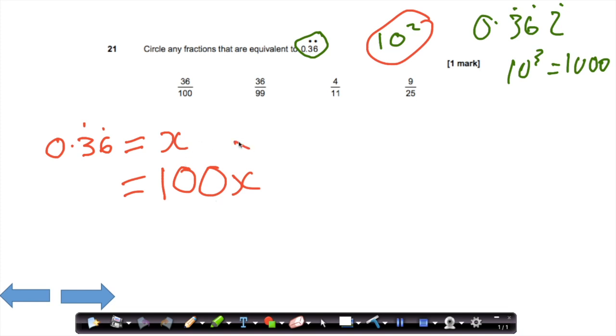So if we multiply it by 100 on both sides, 0.36 recurring would turn into, if everything moves to the left by 2, because we're multiplying by 100, remember the decimal point stays where it is, 36.36 recurring. I could have done the recurring digits up here, but it is a bit easier to follow if we put the dots above the 3 and 6 here.